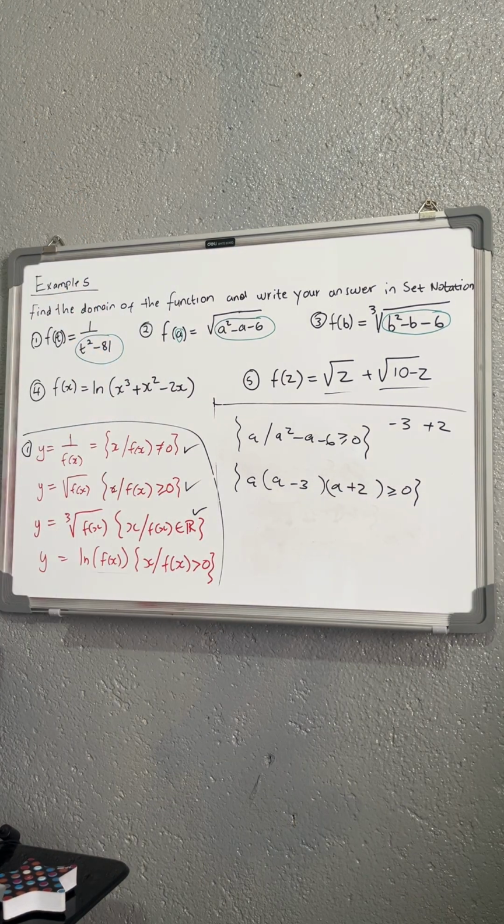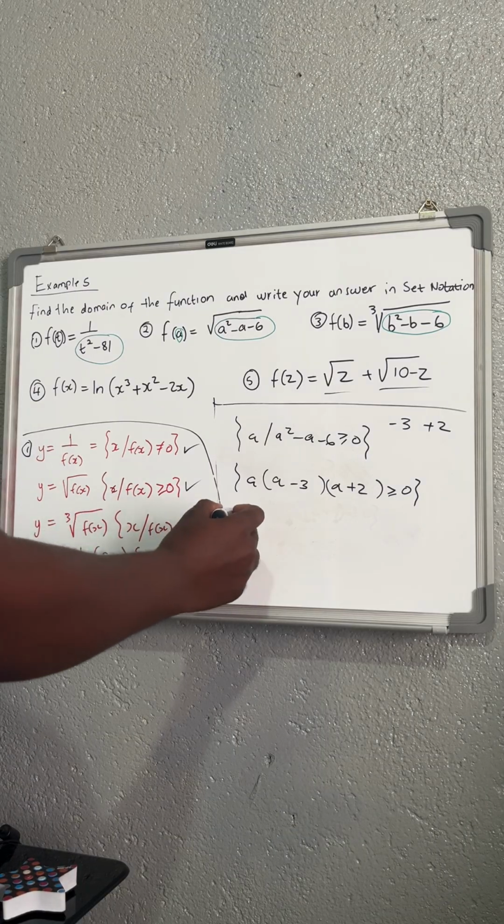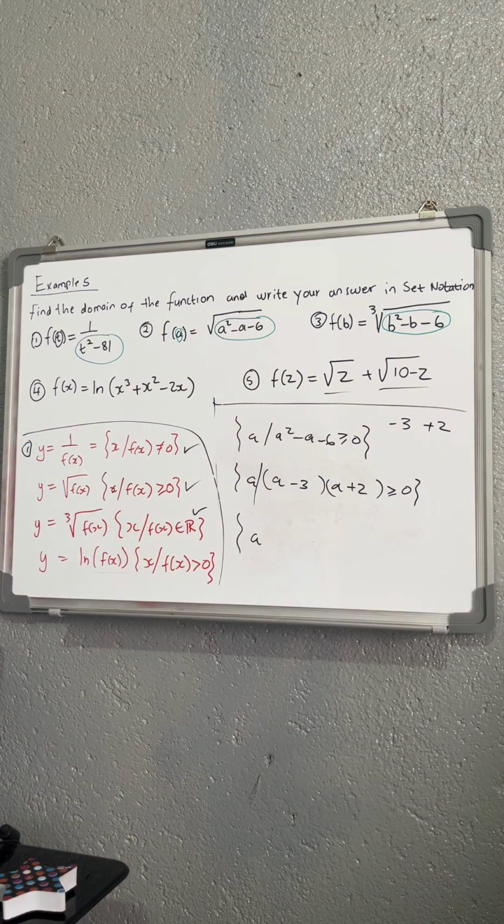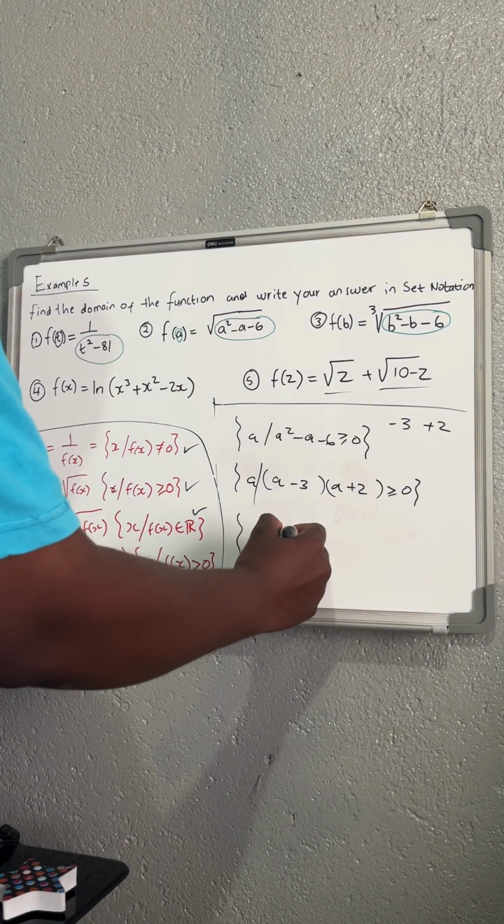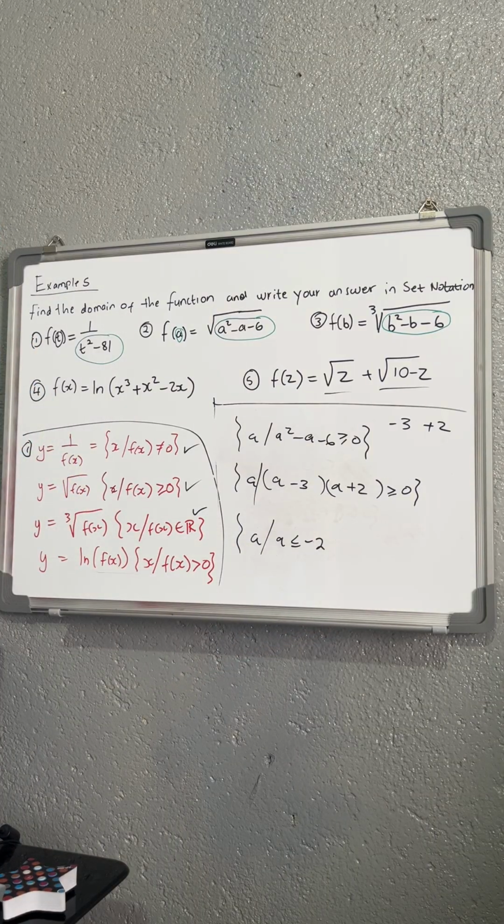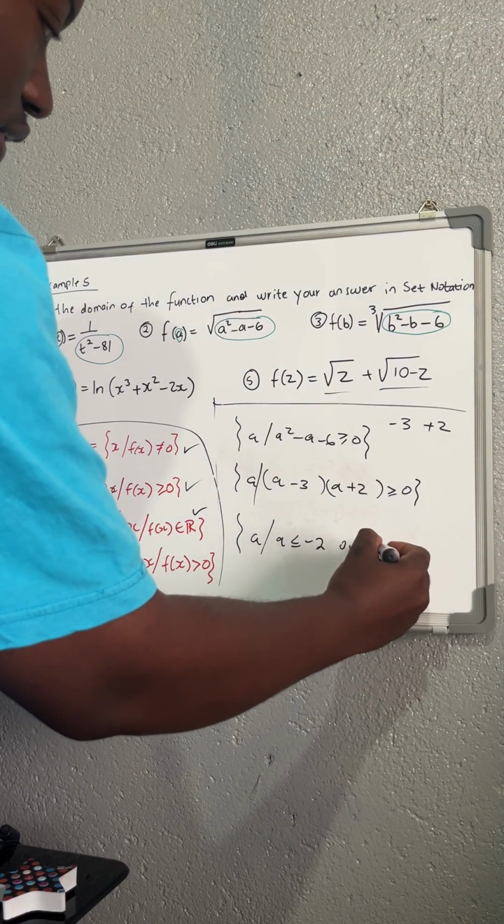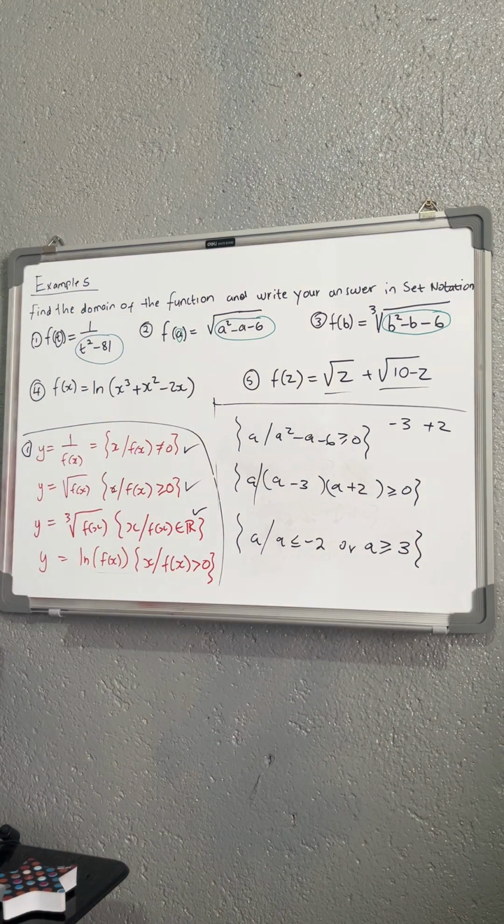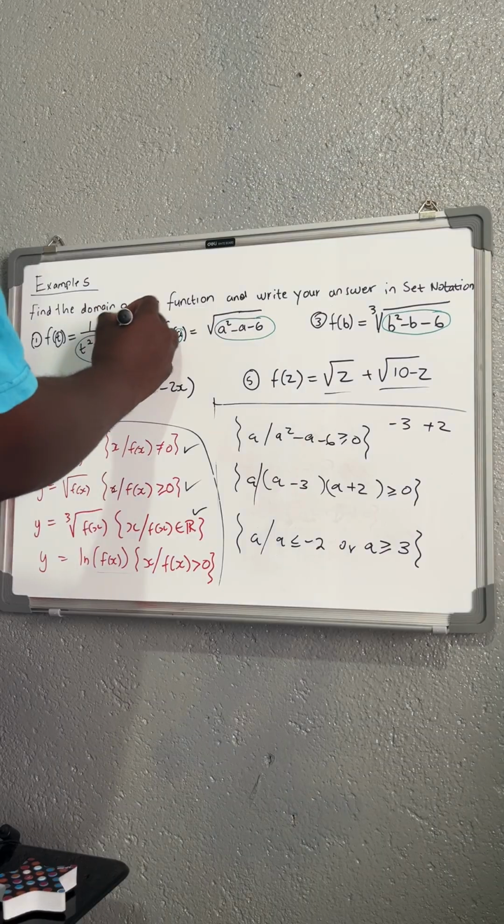So I'm almost there. I'm just left with the last step. So the last one, you're just going to say your a. Okay, I forgot to write this line. So a is such that a is less than or equal to -2, which is the one for this. Then you will say or a is greater than or equal to 3. So that's the 3 steps I always follow. So we're done with this one and this one.